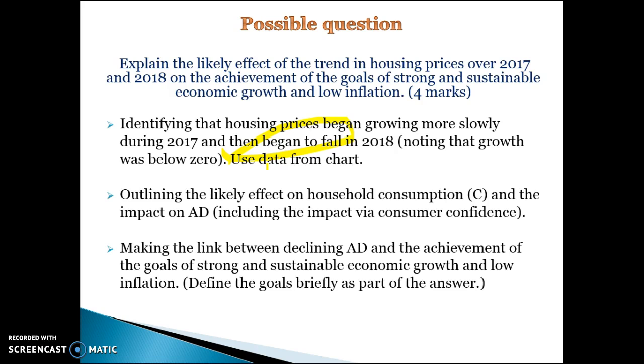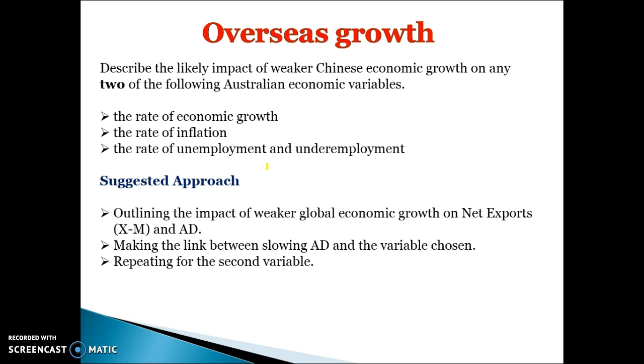So decreases in aggregate demand make it harder to achieve the goal of strong and sustainable growth because there's less demand, and therefore businesses are going to lower production because of the lack of demand. And secondly, that less demand for products is likely to lead to lower inflation because there's less demand pull inflation or less spending on goods and services. So make sure you define both goals really briefly. Identify that house prices have fallen. That's reduced consumer confidence and spending, and that flows on to less growth and less inflation throughout the economy.